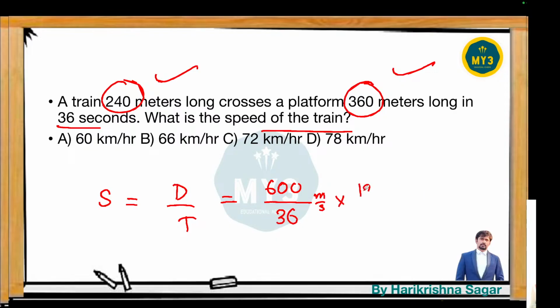How can we convert? By multiplying by 18 by 5. So 18 ones are 18, twos are, and 5 into 2 is 10. It will cancel, and you are getting 60. Mark it as A. So all are simple questions. It's not going to be complicated.